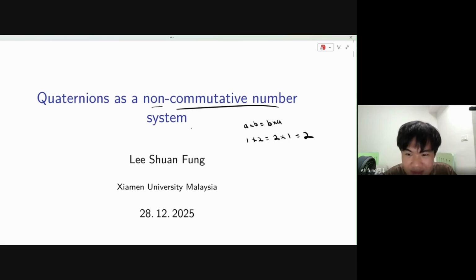There's a "non" in there, so it's basically A times B is not equal to B times A. A very classic example to show a non-commutative number system is that matrix A multiplied by matrix B is not equal to matrix B multiplied by matrix A. And our topic today, the quaternions, is also one example of a non-commutative number system.